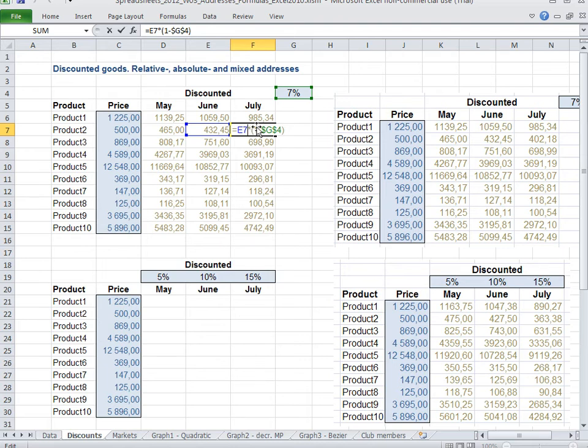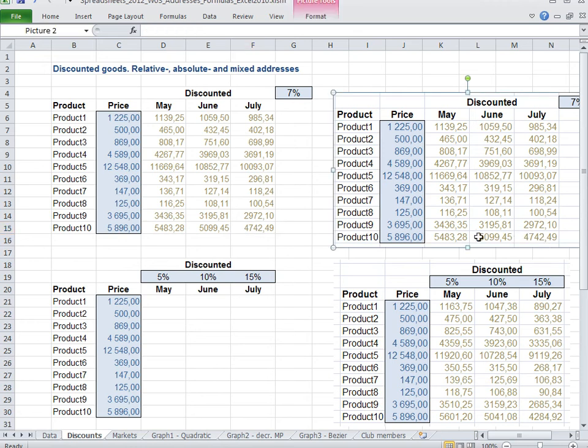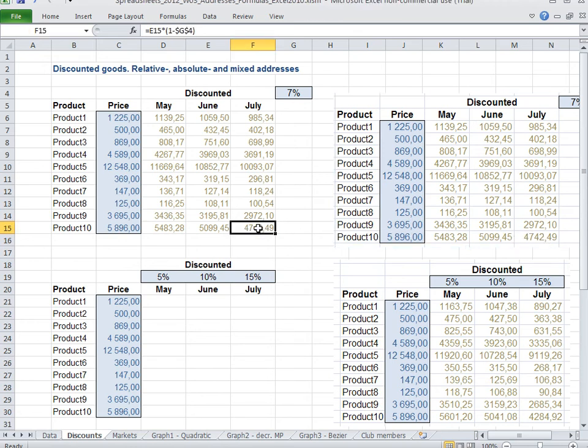And we can see such a table consisting of 10 rows and 4 columns that has been completed by us, and we can check whether everything was correct by clicking in the last row and in July, and checking, yeah, it was correct. It was 4742.